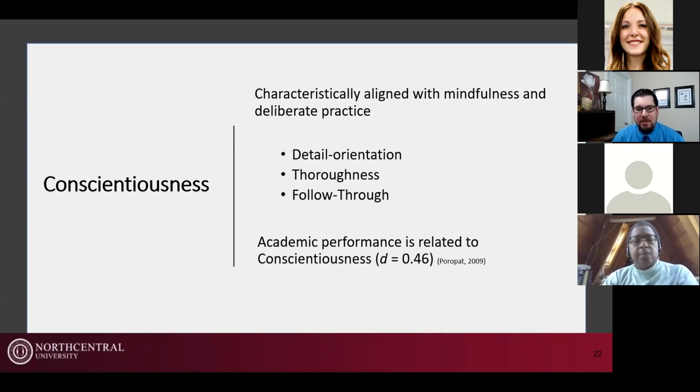Conscientiousness is the personality trait characteristically aligned with mindfulness and deliberate practice. It involves a detail orientation, thoroughness, and follow-through. And it's related to academic performance with a medium-sized effect compared to smaller effects in relation to agreeableness and openness.